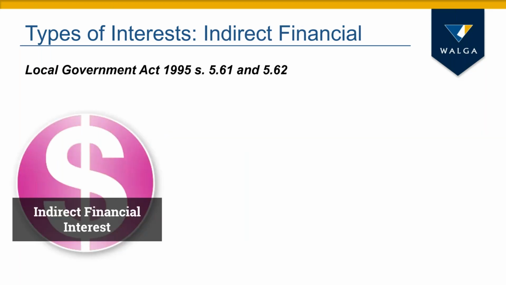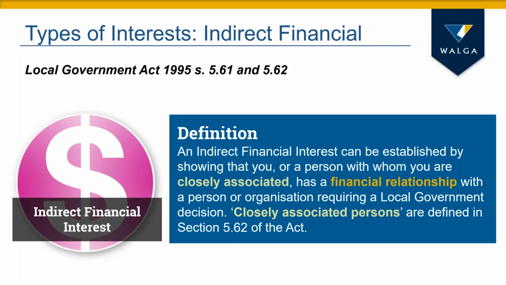A subset of financial interest is an indirect financial interest. An indirect financial interest can be established by showing that you or a person with whom you are closely associated has a financial relationship with a person or organisation requiring a local government decision. Closely associated persons are defined in section 5.62 of the Local Government Act. There is no requirement in this case to establish the potential for a financial loss or gain.